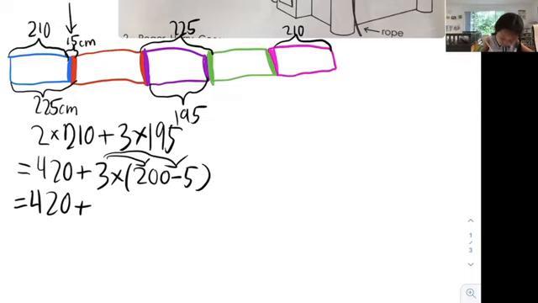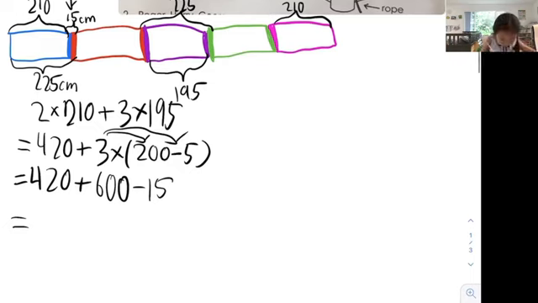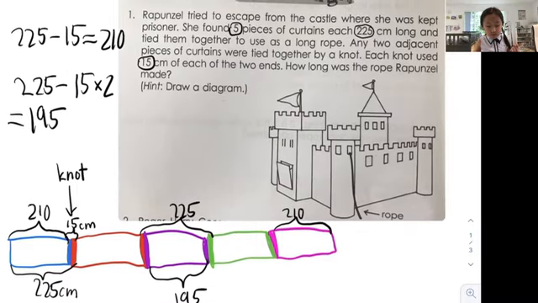3 times 200, which is actually 600. But that's not yet. We need to still minus something, because here's a minus sign. 3 times 5 is 15, and minus. And then we keep going. 420 plus 600 is 1020 minus 15. Well, that is actually 1005. 1005. And that is the answer of this problem.